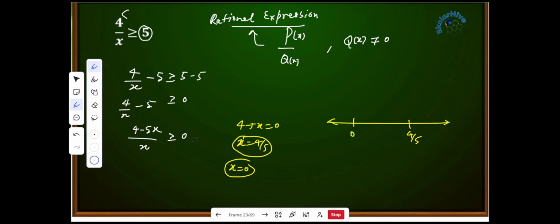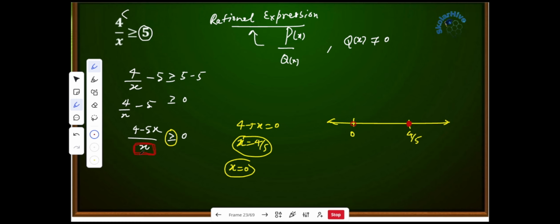Now we have to check the inequality. It is of greater than or equal to. So we have to shade the critical point which should be included. So here I'm going to shade it as a dark circle, but here I'm going to make this an open circle. See, one thing keep in mind: in an inequality of this rational expression form, whatever critical point comes from the denominator should not be included. That should not be included.